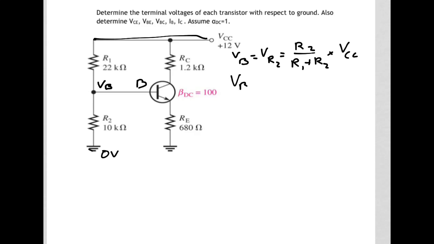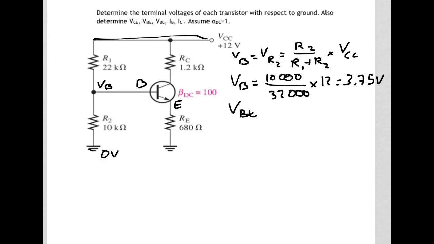The voltage at this point is the same as the voltage here. So VB is going to be 10,000 over 32,000 times 12. So that gives you 3.75 volts. Now, that's VB. Across VBE, remember it's a diode, so you always have 0.7 volts. So it means that VE is going to be 3.05 volts.